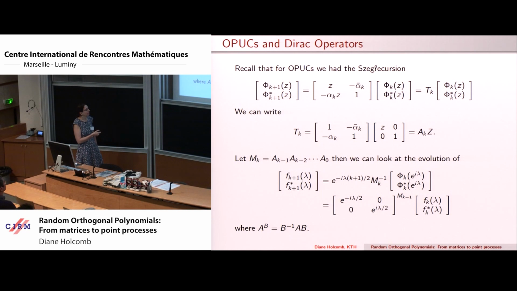What you find is that f_{k+1} can be gotten from f_k by just taking this matrix. By the way, this is not for any z. This would be e^{iλ}, so this is only for phi_k evaluated at e^{iλ}, so we're on the circle. But when you do it, you can write this as just this diagonal matrix being conjugated by this M_k matrix here.